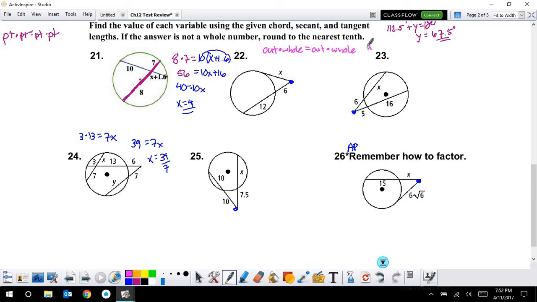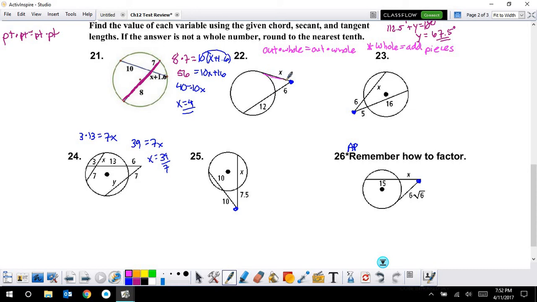Remember, to find the whole, you have to add the pieces. You're not multiplying. I saw some people do that on the quiz, and it'll probably happen again on the test. So be careful with that.